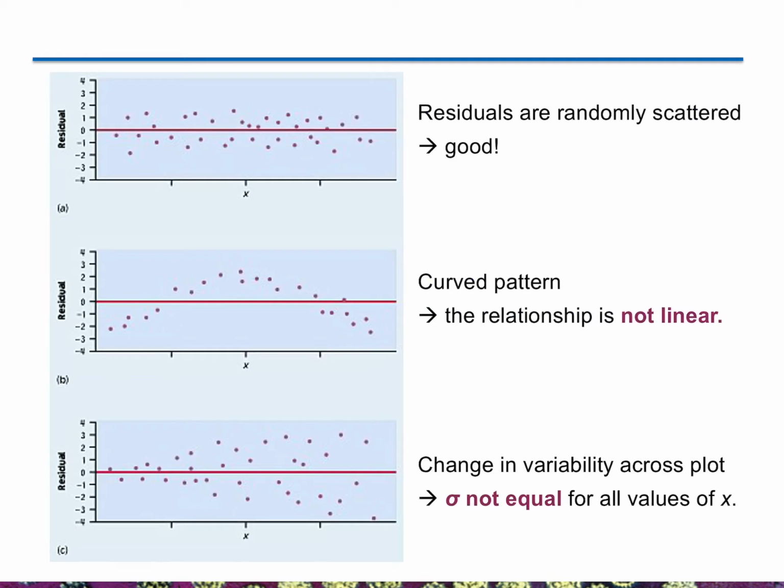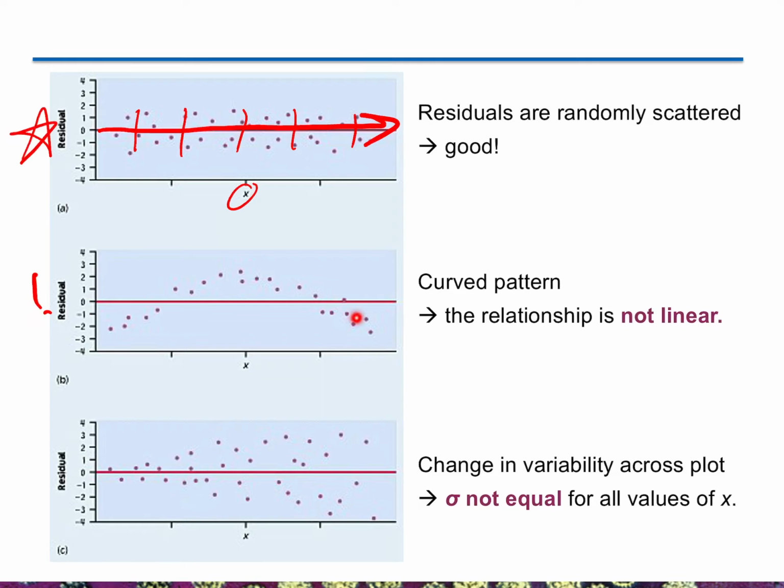So let's look. Here are 3 different residual plots. This is basically what you want to see, right? So notice that you have about the same vertical variation for any value of x, all right? And it appears to be in essentially a straight line pattern. That's good. Here, you have a problem.